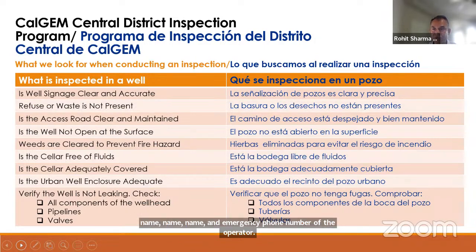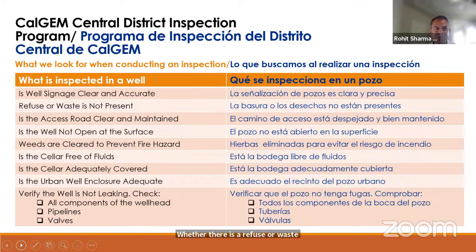Whether there is refuse or waste present around the well, if the well is accessible, whether the well is open to the surface, whether weeds are present that could pose a fire hazard, whether the well cellar is free of fluid and whether it is covered, and if the urban well site is adequately enclosed. The well should also not be leaking, and our inspectors check all the wellhead components like piping and valves. Next slide, please.